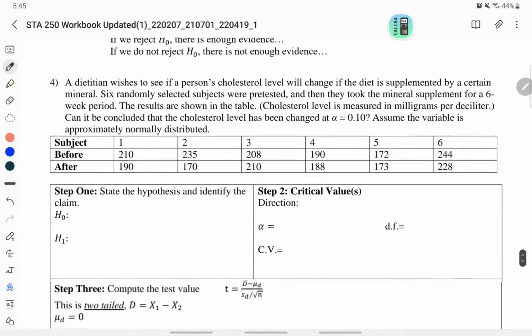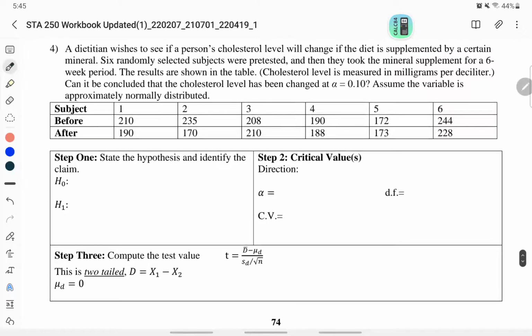So we're going to knock out questions 4 and 5 in this video. And both of them are for the dependent samples t-test. And as you can see, we have a before and an after. A dietitian wishes to see if a person's cholesterol level will change if the diet is supplemented by a certain mineral. 6 randomly selected subjects were pre-tested and they took the mineral supplement for a 6-week period. The results are shown in the table. Can it be concluded that the cholesterol level has been changed at alpha equals 0.10? Assume the variable is normally distributed.